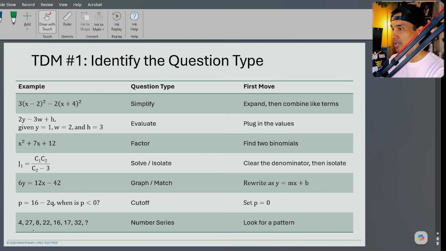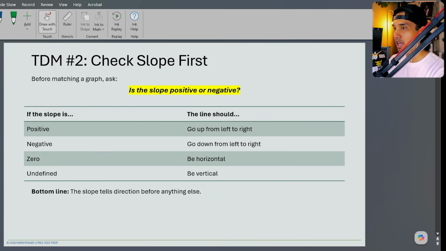Next, I have number series. I'm given a series of numbers, and then I'm going to be looking for a pattern. Okay, next slide. Check the slope first.